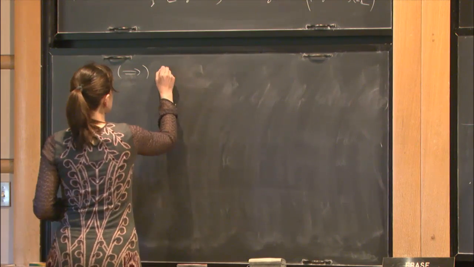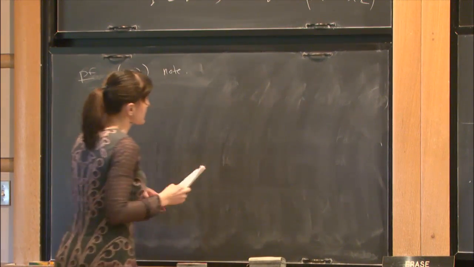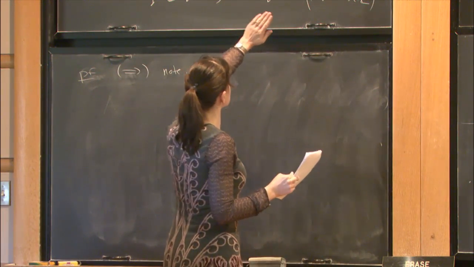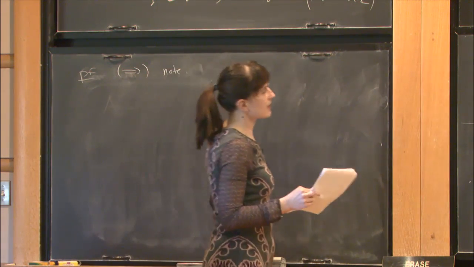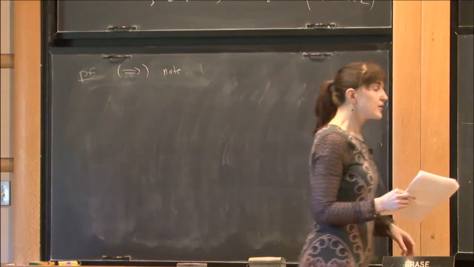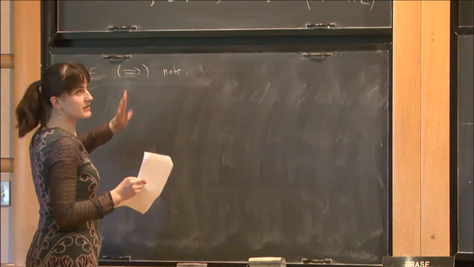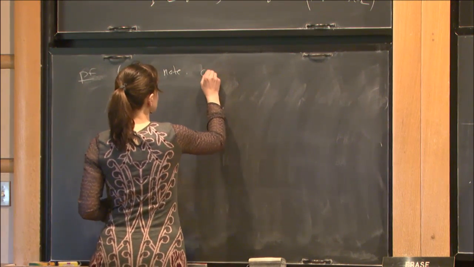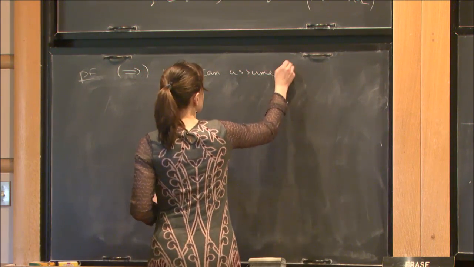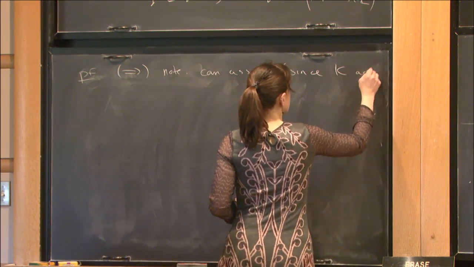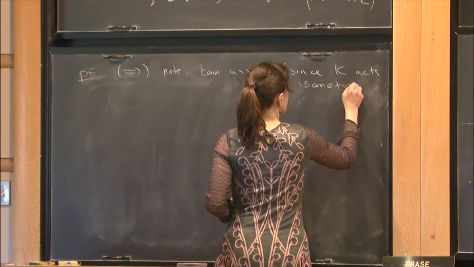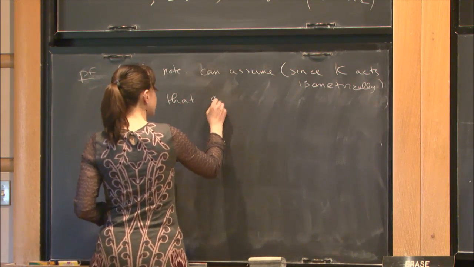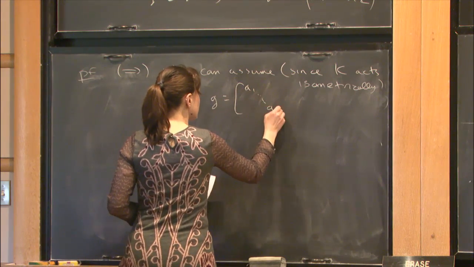So first of all, note, and this is something you can see pretty quickly if you think about it, because I told you that this K, the SOnR, acts by isometries on this space, you can actually assume that your element G is diagonal. So the K part is not going to do anything. Okay, so we can assume, since K acts isometrically on this P^(n-1)R, that G is diagonal. I'm going to write it as a1 through an.